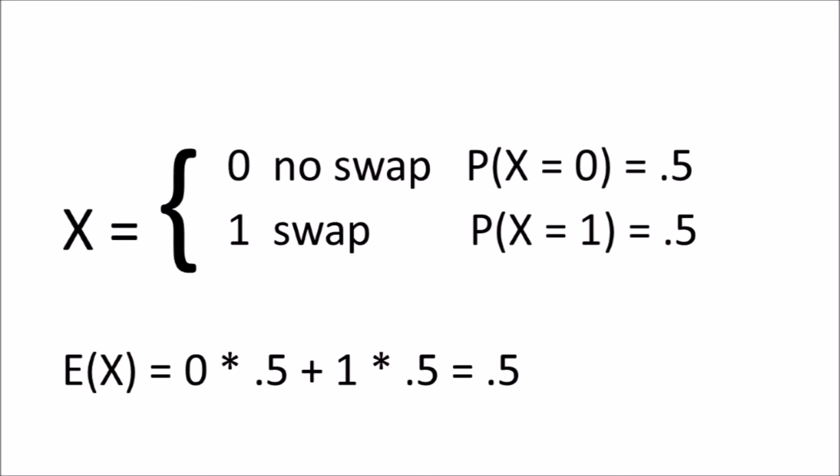Let's demonstrate this with a random variable where x is the number of swaps in an inner loop. 1 represents a swap. 0 represents no swap taking place. The probability of these values for x are 0.5 for both. This means our expected value is 0.5. If you are unfamiliar with random variables or expected value, please check out the videos in the description.